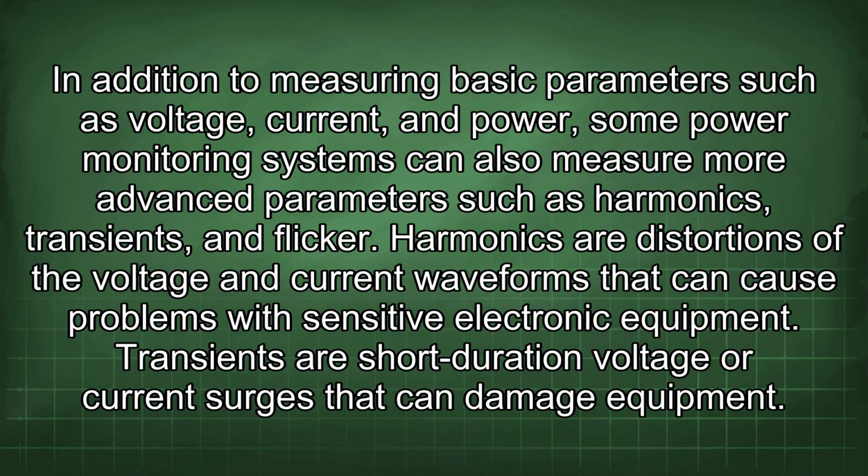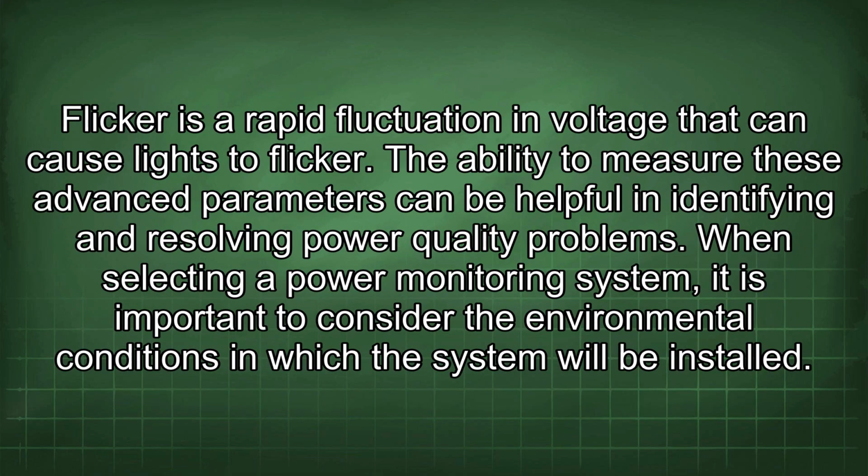In addition to measuring basic parameters such as voltage, current, and power, some power monitoring systems can also measure more advanced parameters such as harmonics, transients, and flicker. Harmonics are distortions of the voltage and current waveforms that can cause problems with sensitive electronic equipment. Transients are short-duration voltage or current surges that can damage equipment. Flicker is a rapid fluctuation in voltage that can cause lights to flicker. The ability to measure these advanced parameters can be helpful in identifying and resolving power quality problems.